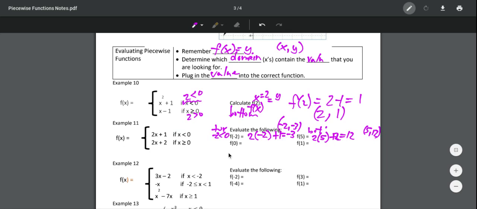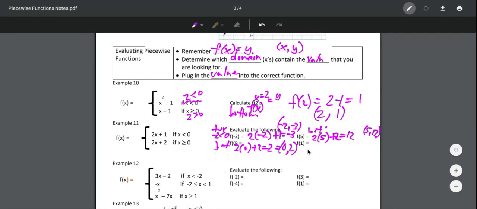F of 0. Now, they both have 0, but which one includes the 0? That's this equals 2 here. So this here is the bottom. So we would say 2 times 0 plus 2 is 2, and so we get the point 0, 2.